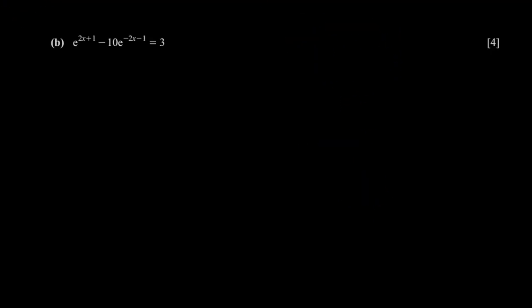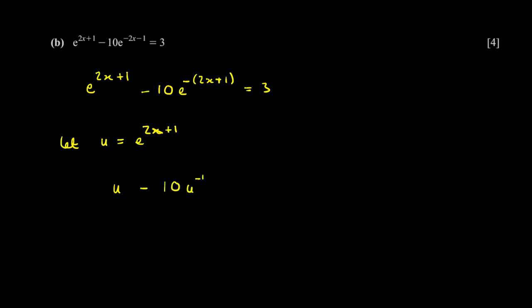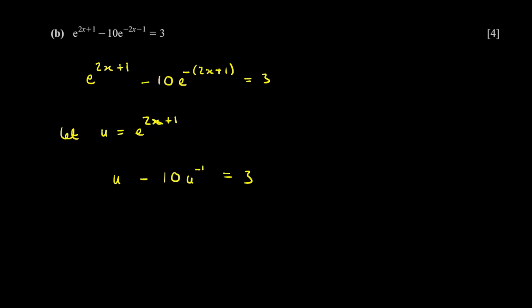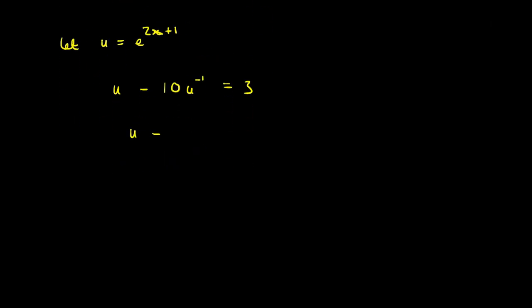For the next part, part B, it's a little bit more tricky, but essentially what we need to do is notice a trick. So I can rewrite this as e to the 2x plus 1 minus 10 e to the negative 2x plus 1 is equal to 3. And then I can use a substitution. I can say let u equal e to the 2x plus 1. And if I do that, this becomes u minus 10u to the power negative 1 is equal to 3. Or if you prefer, u minus 10 divided by u is equal to 3.